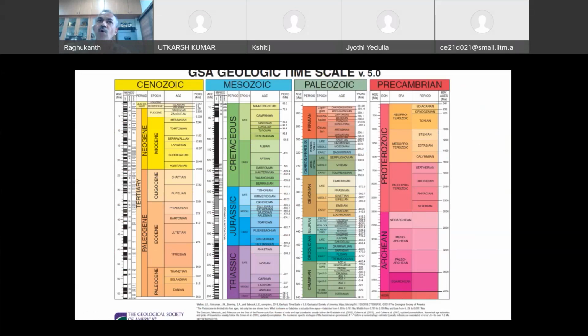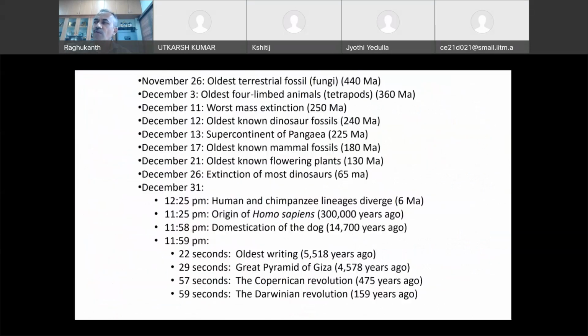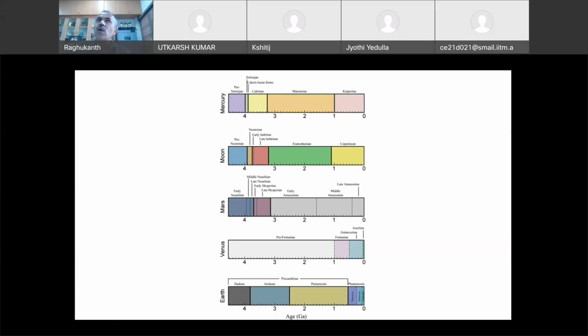Now the question was, how do we find this out on other planets, like the Moon or Mars? It is very difficult because, for the Moon and Mars, our geological time scales and boundaries have been drawn based on photosynthesis, life, dinosaur extinctions, and so many things that came up on Earth. For other planets it is extremely difficult. How do we find out these geological boundaries?